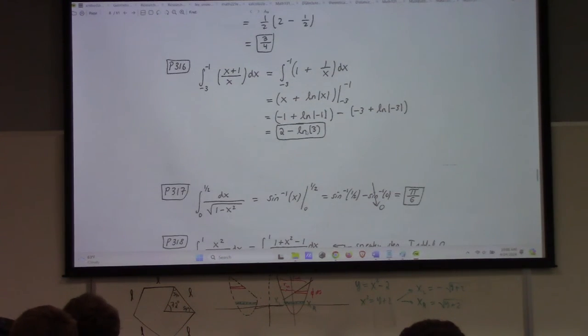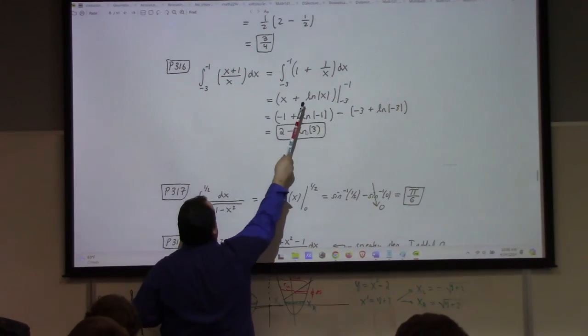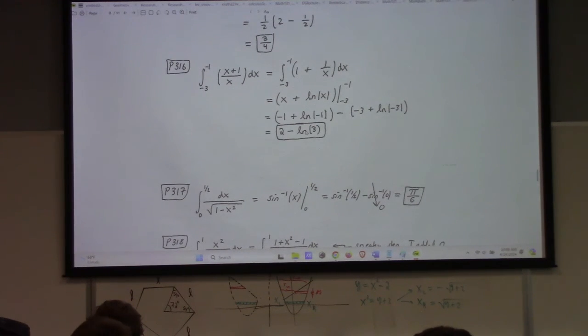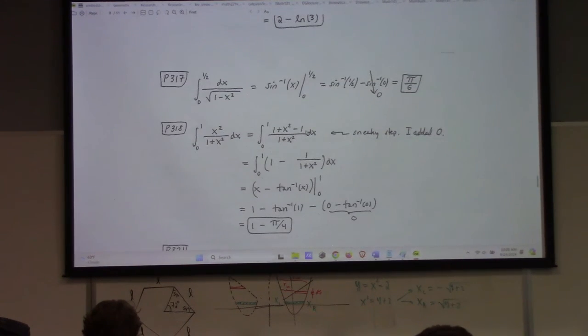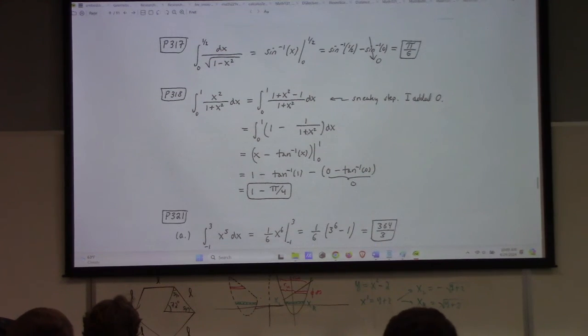This here, what do you do when you've got x over x plus 1? Well, you just do algebra, right? 1 plus 1 over x. On the other hand, if I had x over x plus 1, it would be a little bit different. Oh, look, problem 318 was the problem on the math battle. Well, without the bounds, I think.